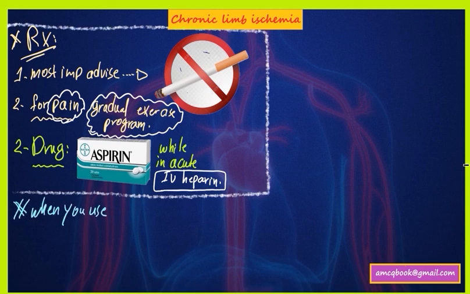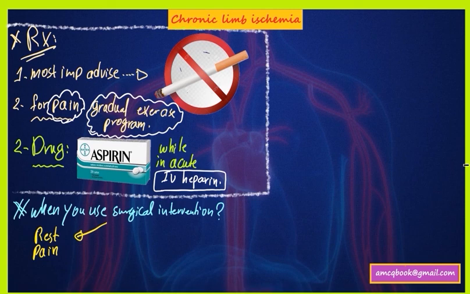Now, we use surgical intervention in case of, first, rest pain. Rest pain means complete obstruction or very severe narrowing. So in this case, we need to intervene surgically. We also need surgical intervention in case of complications like ulceration or gangrene. Ulceration or gangrene means there is severe narrowing for a long period of time that led to this complication. So at this stage we need to intervene surgically and open the artery.